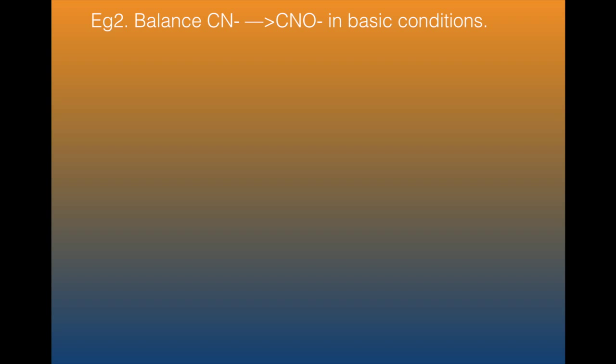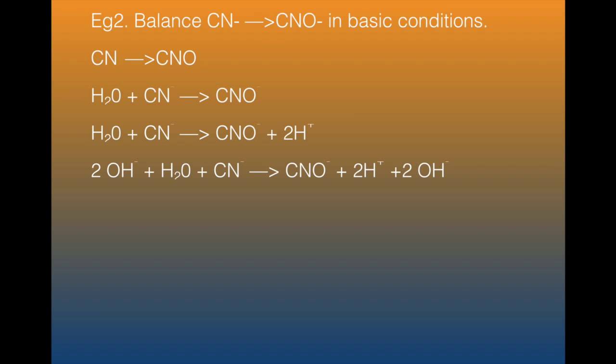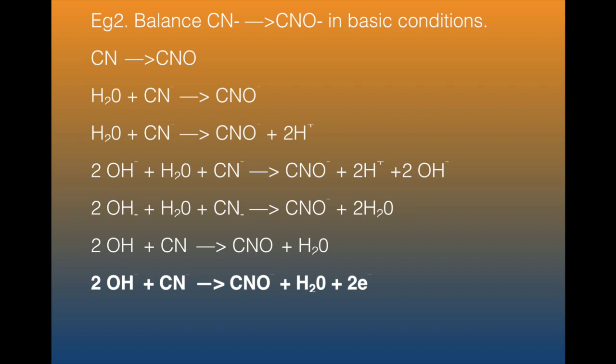Balance CN minus, and that goes to CNO minus in basic conditions. Here we've done the exact same steps, and it really doesn't change. We balance everything other than oxygen, hydrogen. We then balance oxygen, then hydrogen, then the hydrogen ion. Then we balance the hydrogen ion with hydroxide, but we remember to add it to both sides.